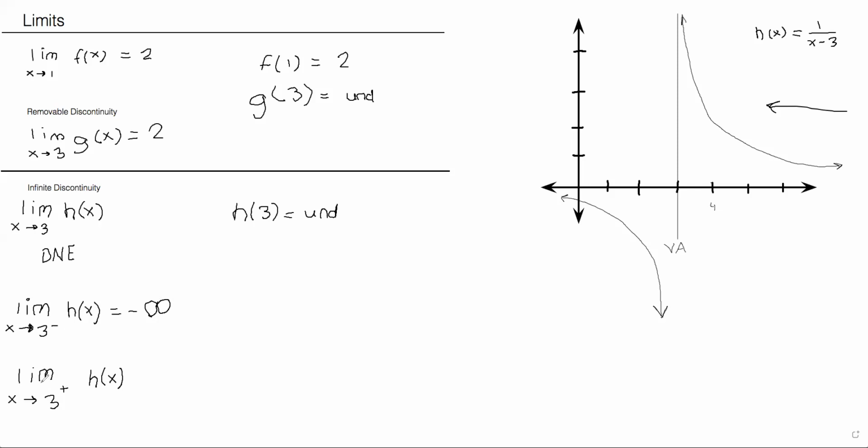So let's read this one out. This says the limit as x approaches 3 from the positive side of h of x, or we could also say it says the limit as x approaches 3 from above of h of x. They mean the same thing.